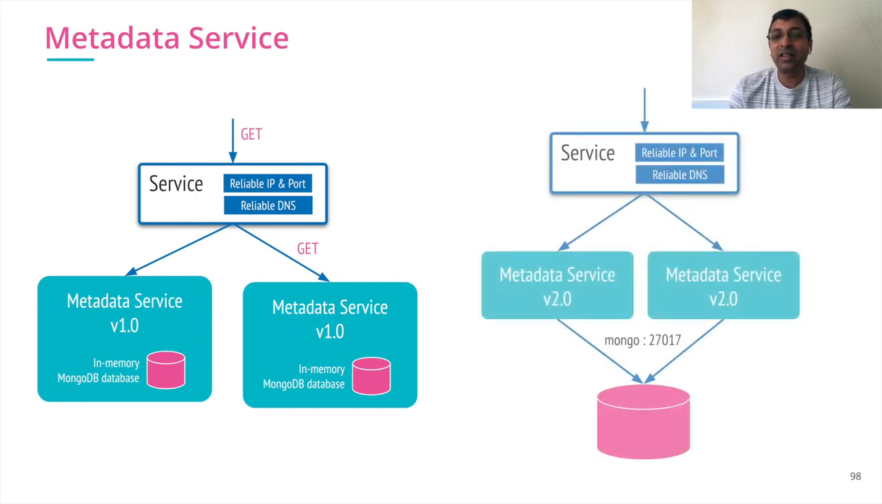So what we want is one MongoDB database and two metadata services. So when you use metadata service version 2.0, it tries to connect to the MongoDB database, which is outside. If you make a POST call, it goes to any of the pods, but the data is stored inside the MongoDB, which is common. So when you try to GET it again, you will always go to the same database and you will get the response as expected.